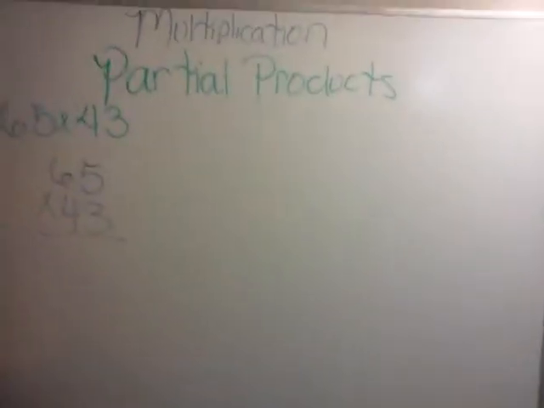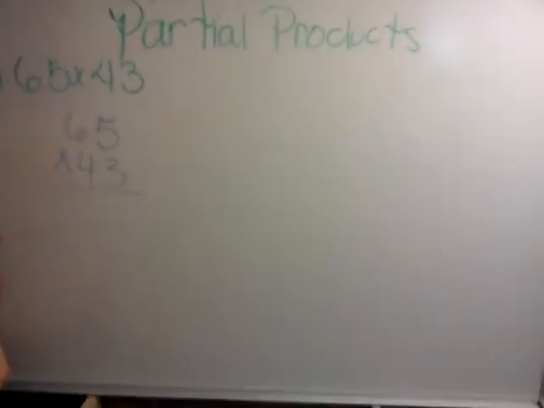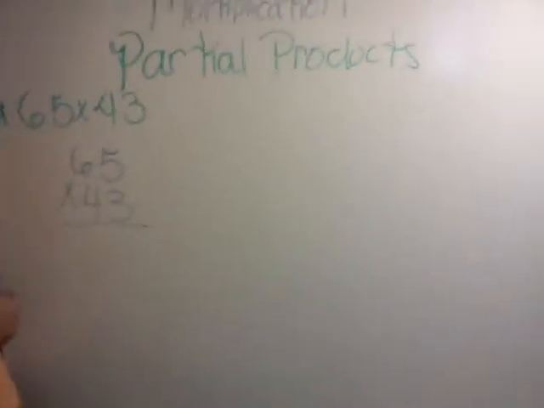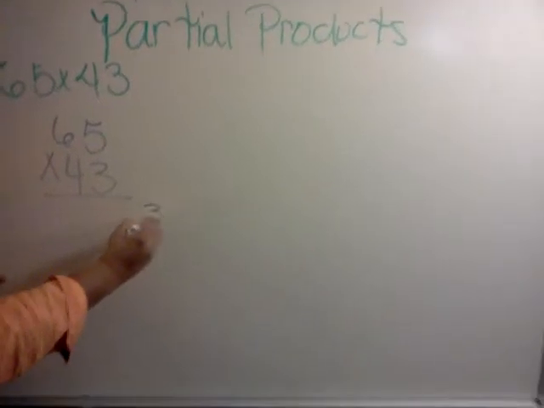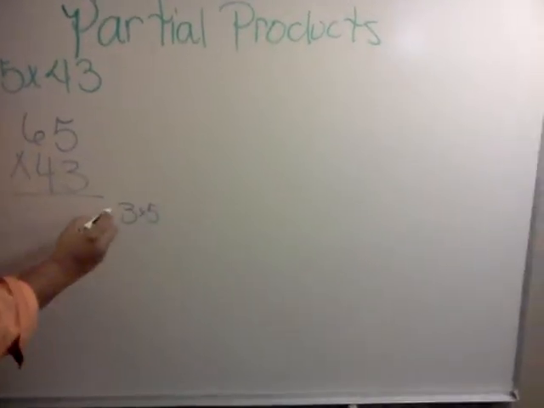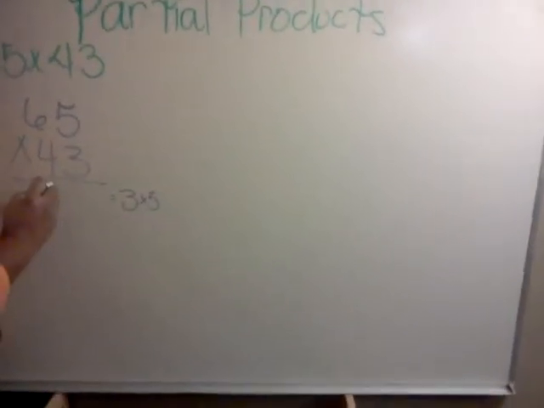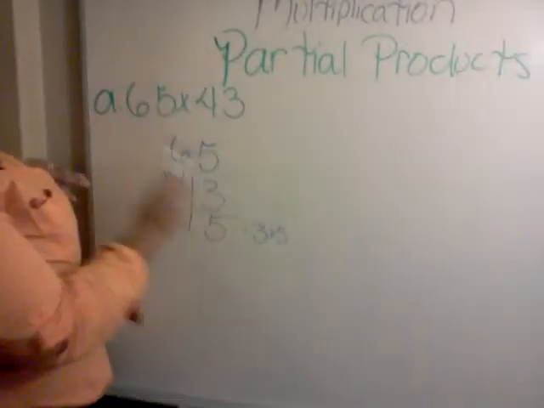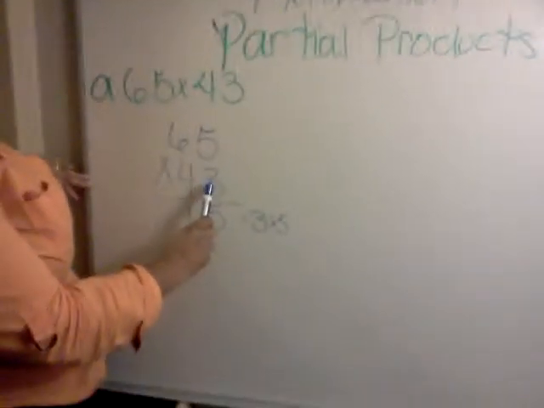The first two numbers we're multiplying together are 3 and 5. That's ones times the ones. The product of 3 times 5 equals 15. We write the whole number down. We do not regroup.